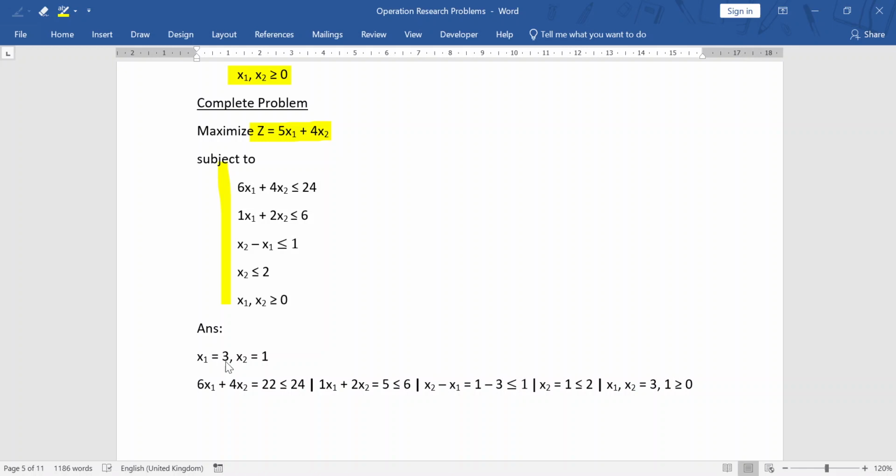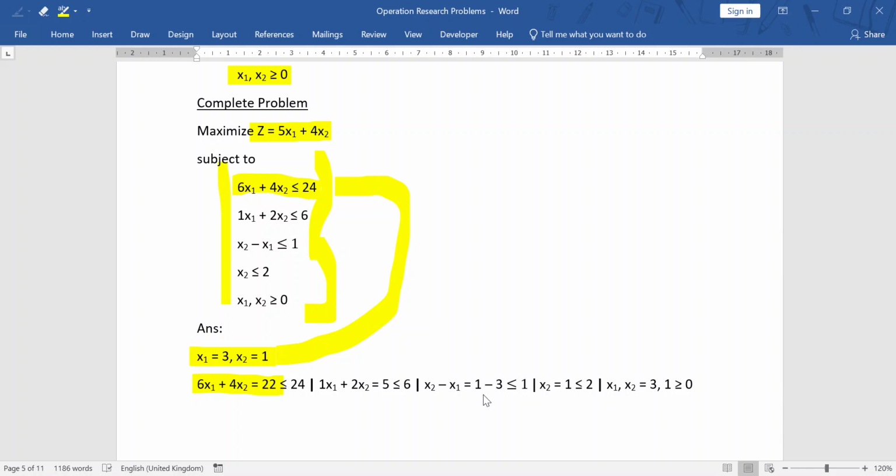Now take x1 equal to 3 and x2 equal to 1. In terms of the linear equations, 6x1 plus 4x2 is equal to 22, which is less than or equal to 24. So if we take a dummy solution like x1 equal to 3 and x2 equal to 1 and place it in these constraints, 6x1 plus 4x2 gives 22, which is less than or equal to 24. In the second equation we have 5, which is less than or equal to 6.